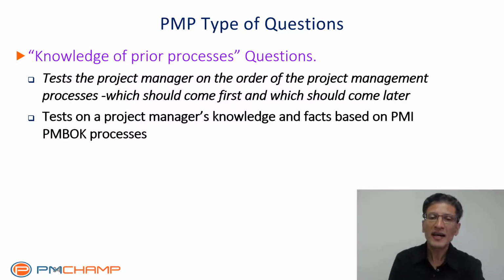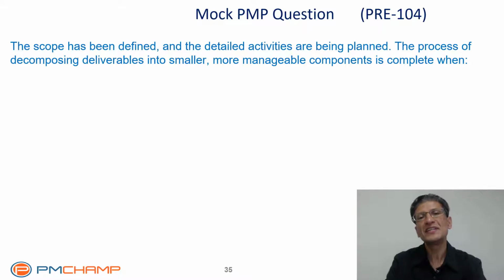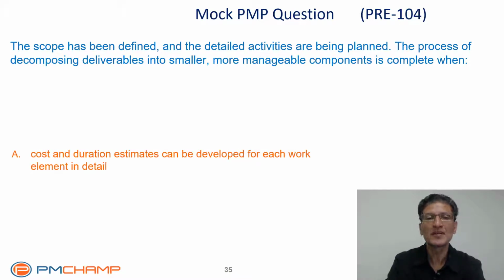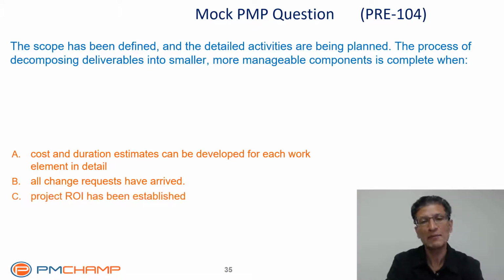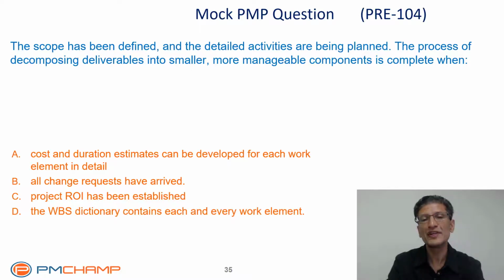Let's test your current knowledge on a PMP mock question. The scope has been defined and the detailed activities are being planned. The process of decomposing deliverables into smaller, more manageable components is complete when A. Cost and duration estimates can be developed for each work element in detail. B. All change requests have arrived. C. Project ROI has been established. Or D. The WBS dictionary contains each and every work element.